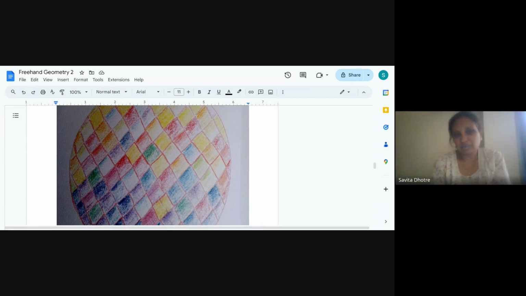The coloring is always their choice, but I do guide them while I'm working with the form. I give a lot of guidelines.